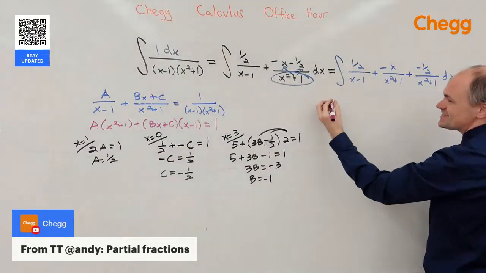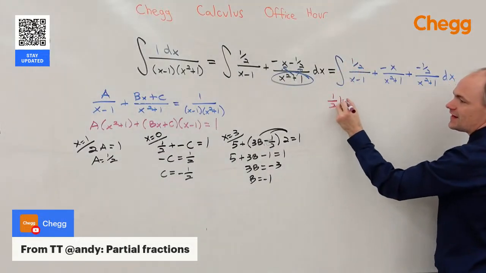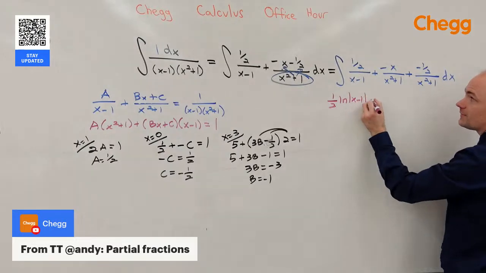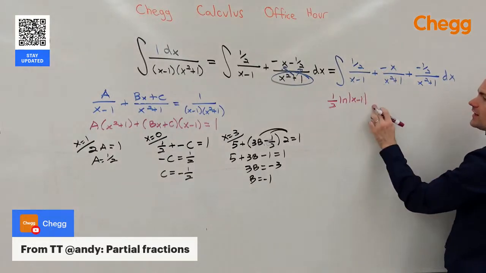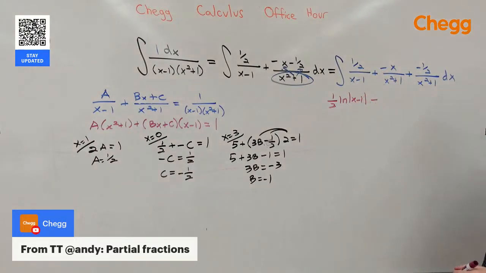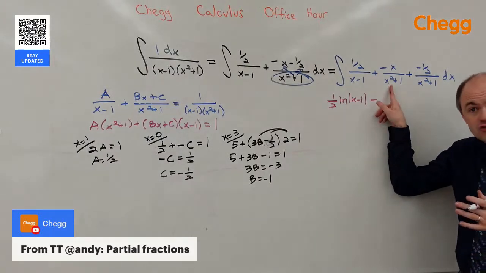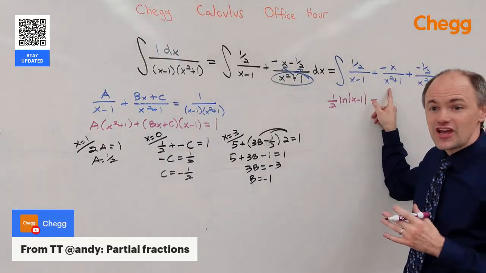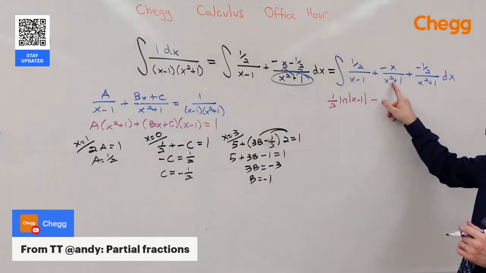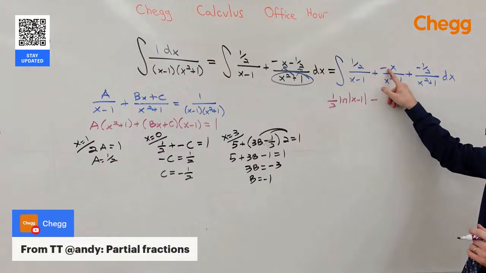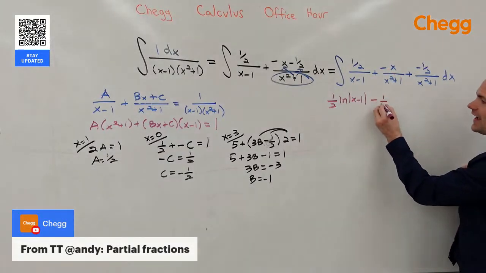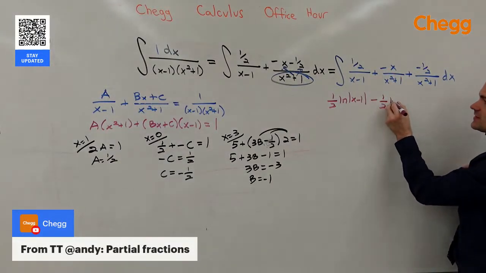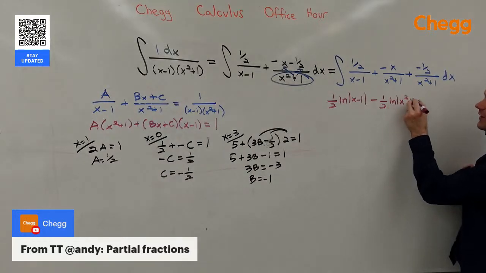This first term, its antiderivative is 1/2 natural log of x minus 1. I'm going to pull that negative out front and say minus. You can kind of use a reverse chain rule on this problem, where we know the x squared is going to create that -x. So we need a 1/2 times the natural log of x squared plus 1.